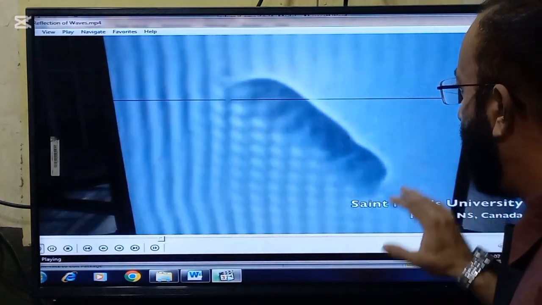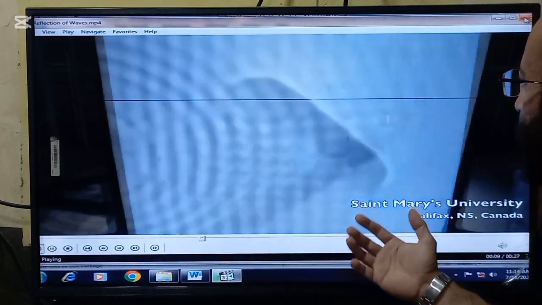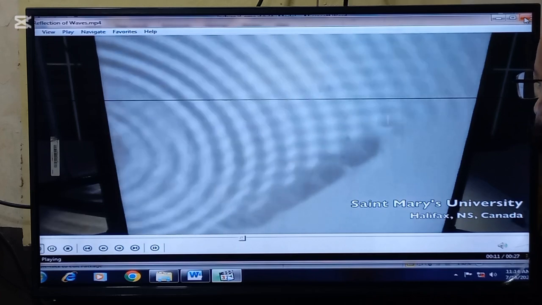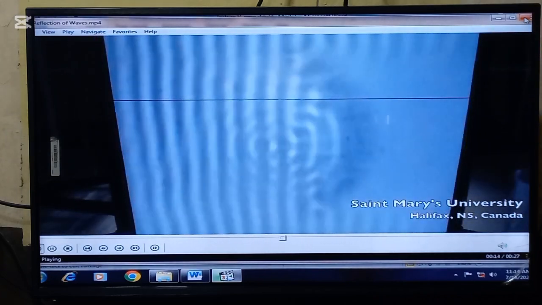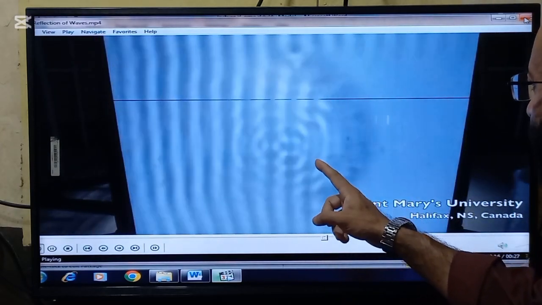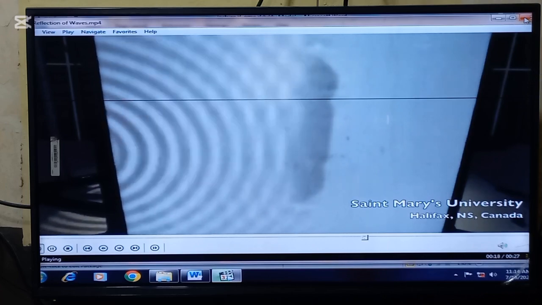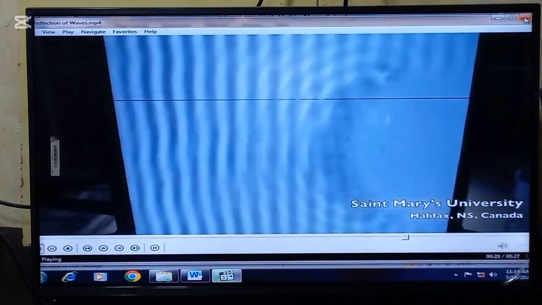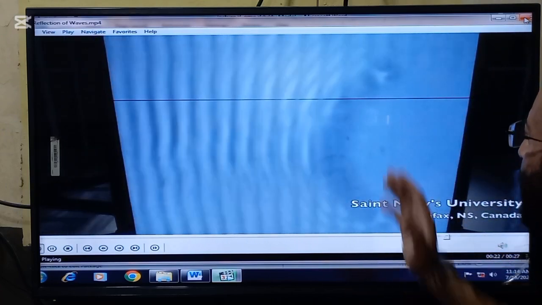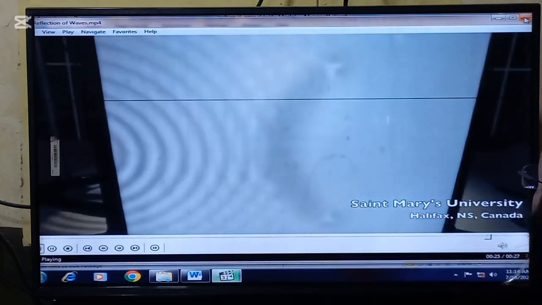So this is a ripple tank. Waves are being sent here. So here you can see the movement of the waves. Here is the mirror placed. So these are the waves. Look here now.